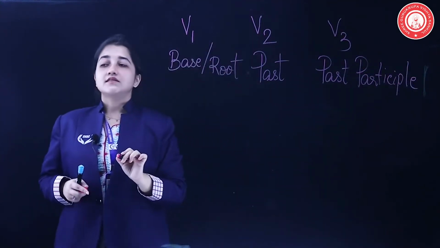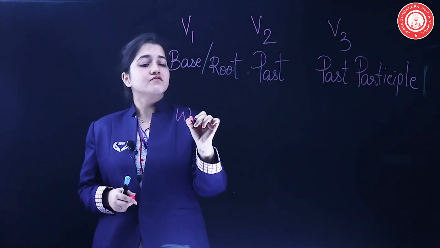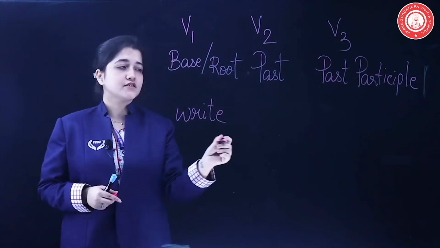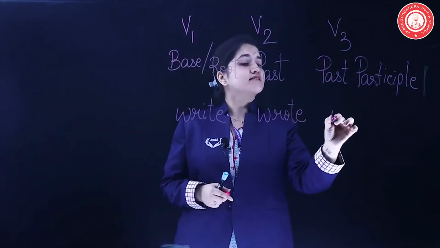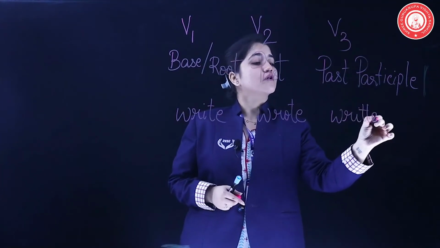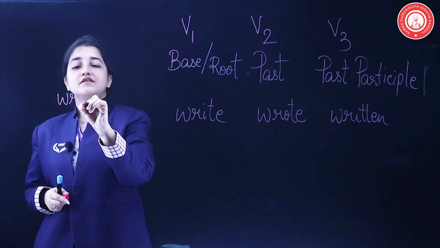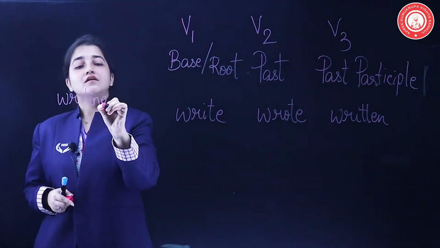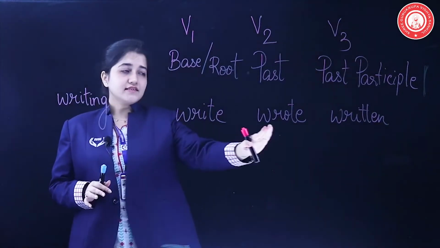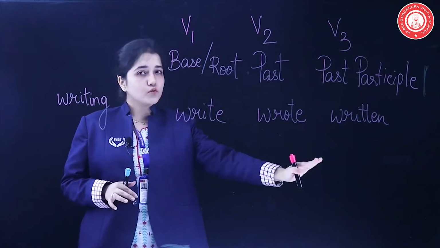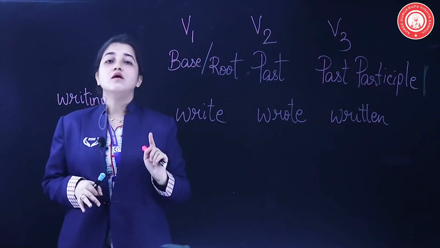Okay, so let's select any verb at random. Write. So the first form of the verb will be, of course, write. The past form will be wrote, and the past participle will be written. We also have the ing form of the verb, which is specifically used in the continuous tense. We'll discuss this in detail. So basically there are these three forms of the verb which you have to keep in mind. So for the rest of the explanation, I'll be using the verb write.